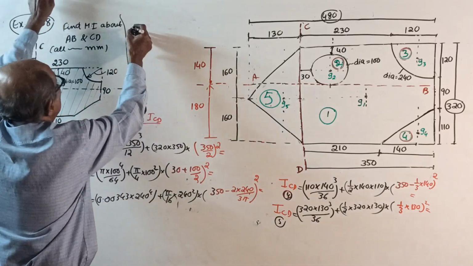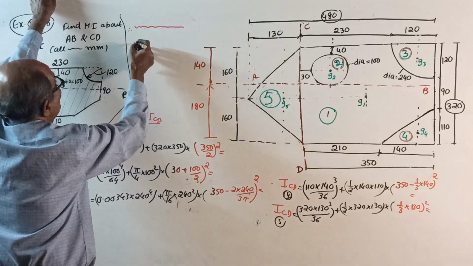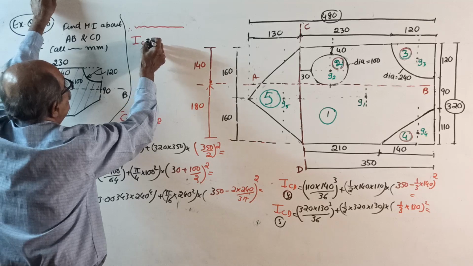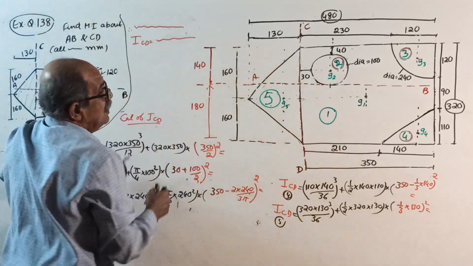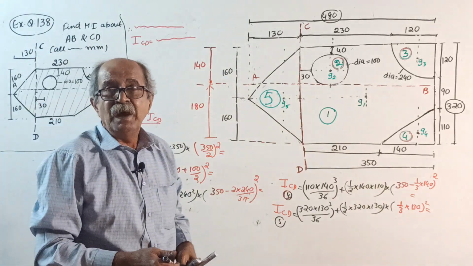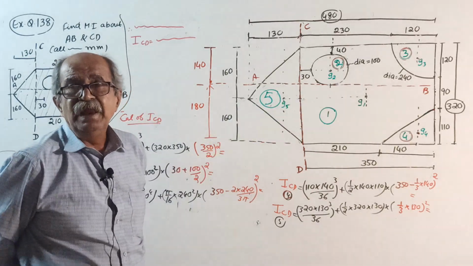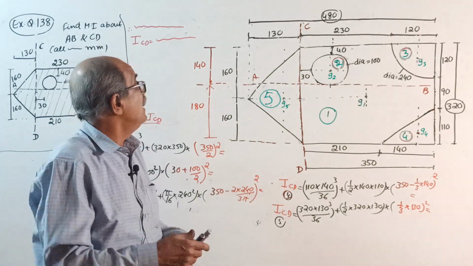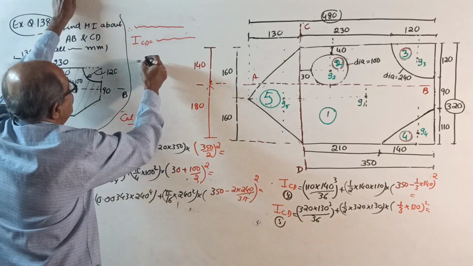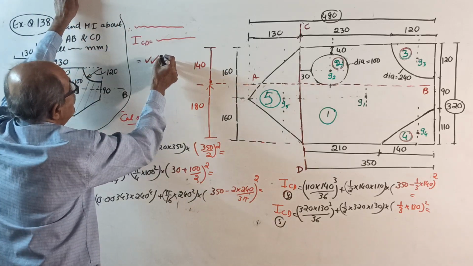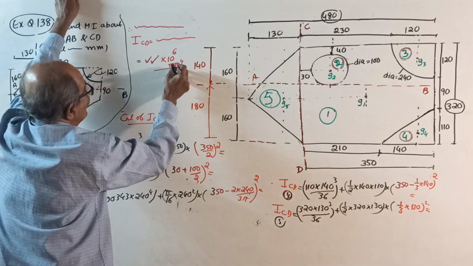When everything is over, for the entire existing area, considering the cutout, I about CD equals ICD for 1 minus ICD for 2 minus ICD for 3 minus ICD for 4 plus ICD for 5. Calculate. Let the answer be double right, into 10 to the power 6 millimeter power 4.